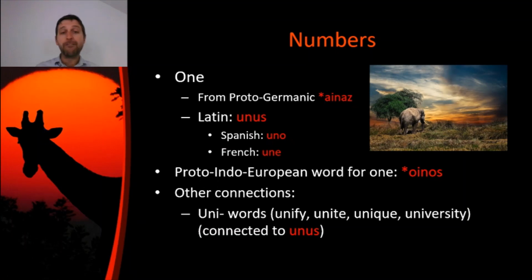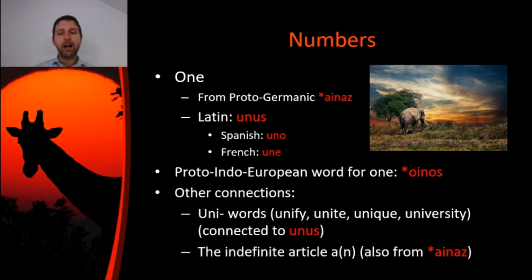Other connections to the word for one: all of our uni words come from the Latin word unus. So unify means to make one. Unite means to make one. Unique means there's only one of something. A university, well, that's a whole other story, but it has the word for one in it, and it originally has something to do with a community, a group of people studying and going toward knowledge in one community, essentially, and that's where the oneness comes from.